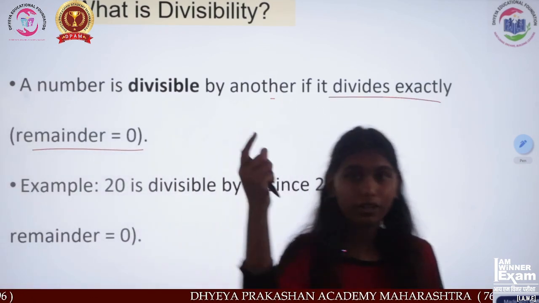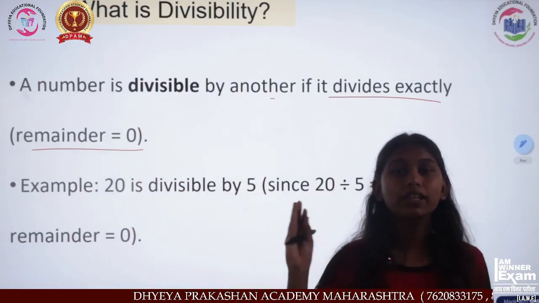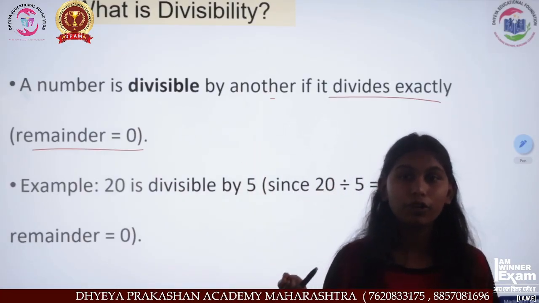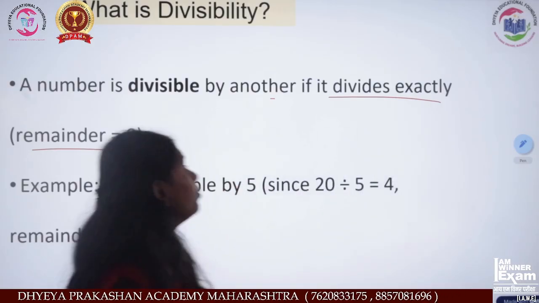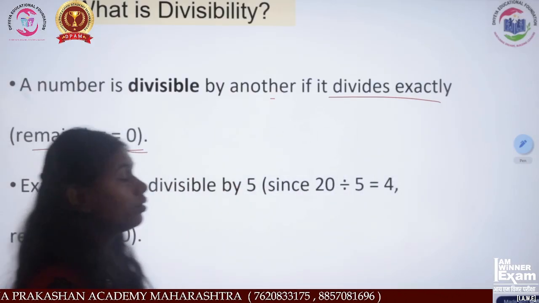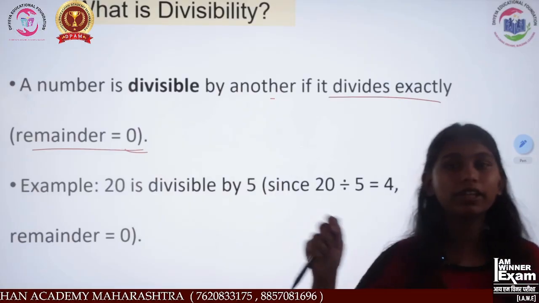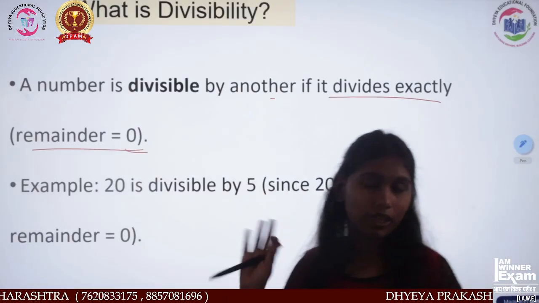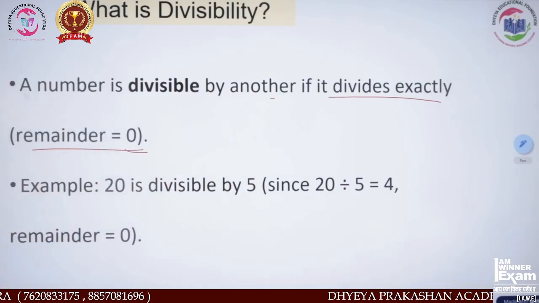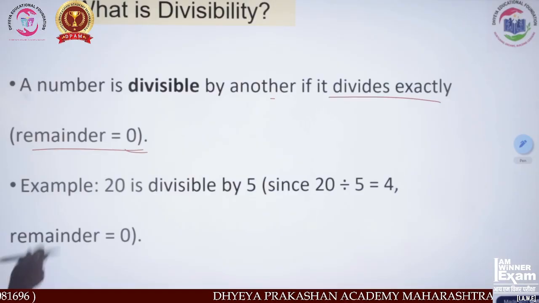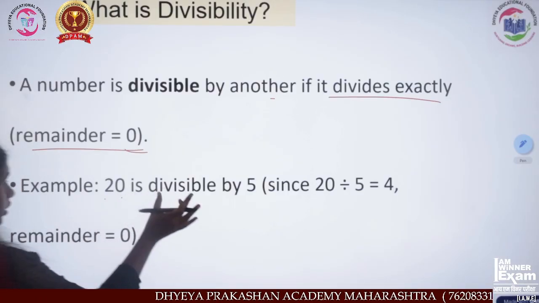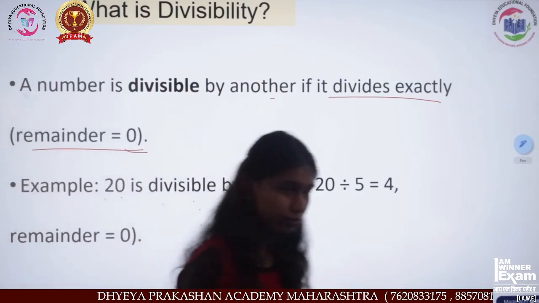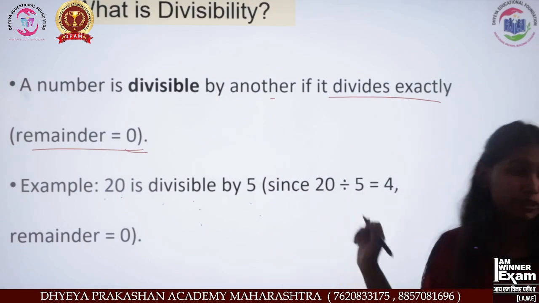That means if the number gets divided completely, then the remainder will be 0. If the number doesn't get completely divided, then the remainder will be other numbers like 1, 2, and so on. Now, here is an example: 20 is divisible by 5.